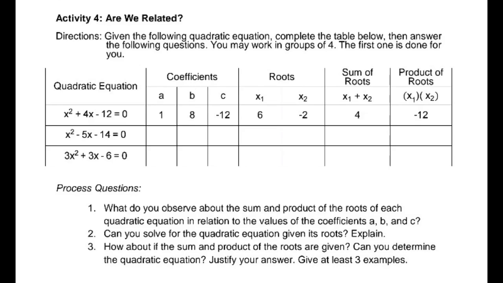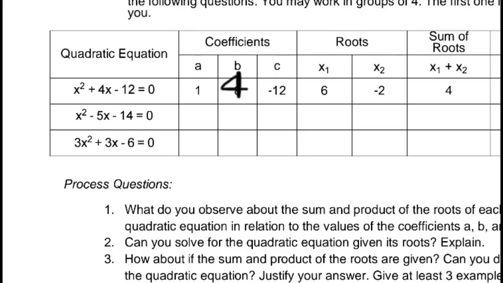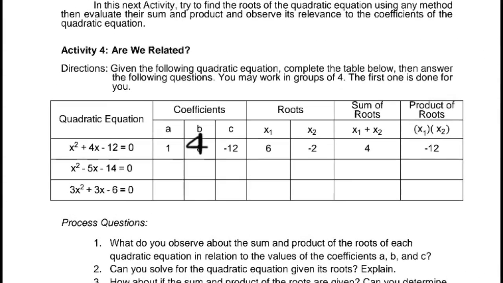A equals 1. B is equal to 4, not 8. And C equals negative 12. So if we're going to find the roots using any of the methods, we can have the roots as 6 and negative 2. If we're going to use factoring, 6 times negative 2 is negative 12, and 6 plus negative 2 is 4. So these are the roots, 6 and negative 2. If we add the roots, 6 plus negative 2, the sum is 4. And if we multiply, the answer is negative 12.